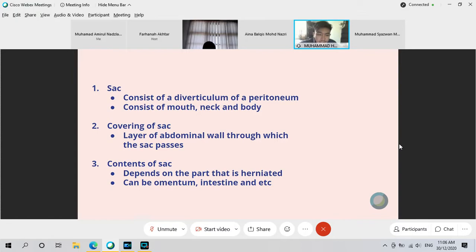First, the sac consists of a diverticulum of peritoneum, consisting of the mouth, neck, and body, like the picture that we saw before. Second is the covering of the sac, which is the layer of abdominal wall through which the sac passes. And third is the contents of the sac. It depends on the part that is herniated. It can be omentum, intestine, and so on.